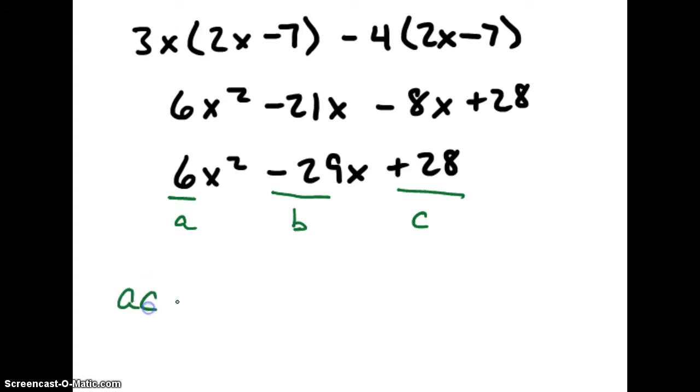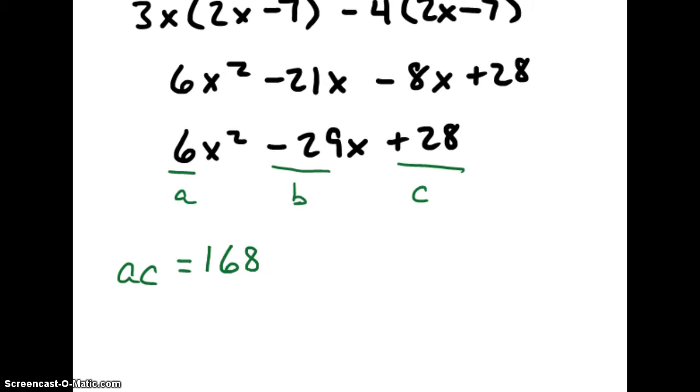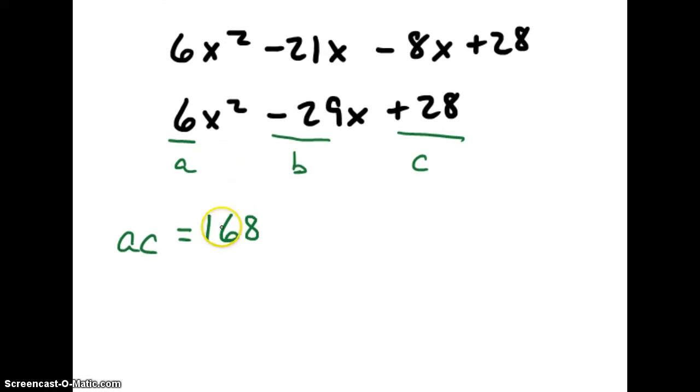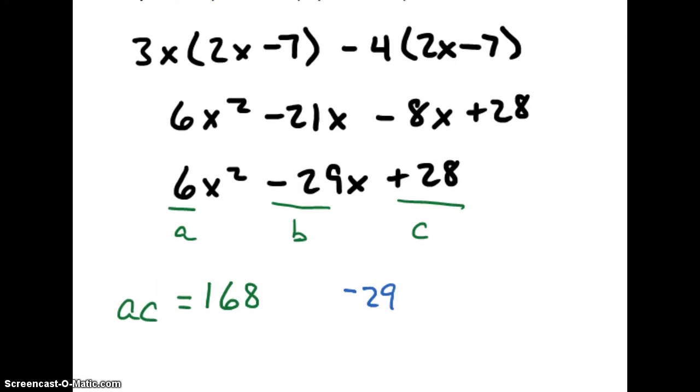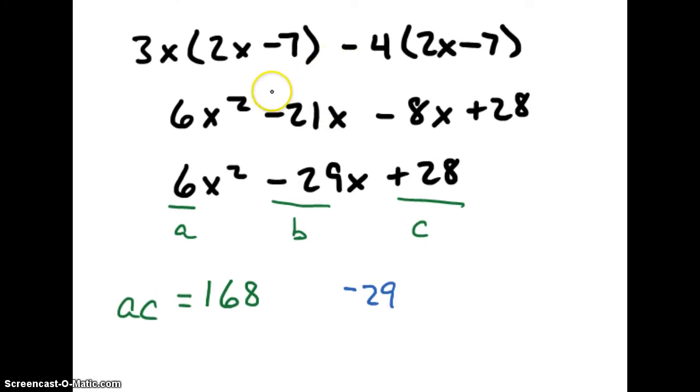First thing I'm going to do is multiply A times C. A times C is going to be 168, and then what I'm going to do is find two numbers that multiply to give me this 168 that add together to give me this B term right here, this negative 29. And it's a little bit of cheating right now, but we know what it's supposed to be, so we're not going to do all the guess and check. We know that it's supposed to be negative 21 and negative 8.